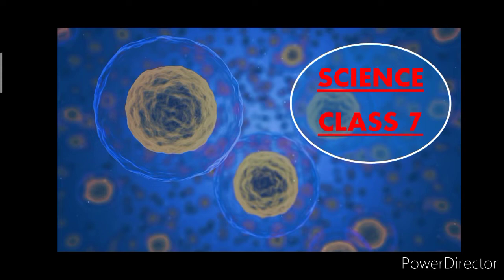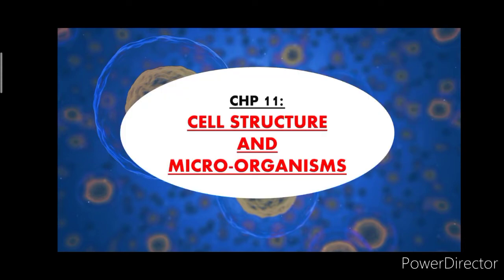Now last class we had actually started with a new chapter, that was chapter number 11, cell structure and microorganisms. In this particular chapter, in our previous classes, we studied about the types of cells. We also studied about the parts present in a cell. Today we'll be actually studying one part which is present in a cell in detail.